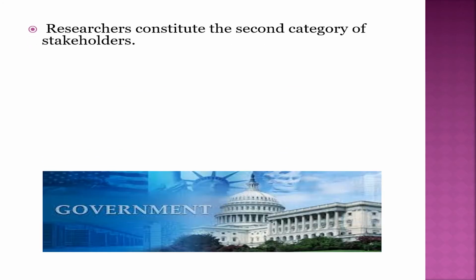Researchers constitute the second category of stakeholders. Anyone who collects information for the specific purpose of understanding, consolidation, enhancement, and development of professional knowledge adhering to the accepted code of conduct is a researcher. He or she may represent any academic discipline.